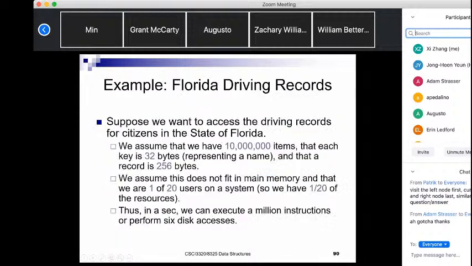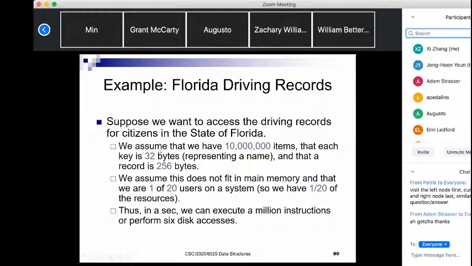So suppose we are developing a system for the state of Florida, and we need to develop a system that maintains driving record information for the entire citizenry of the state of Florida. And we assume we have about 10 million items, because many people who are not citizens, not even residents, can have a driver license. So we assume altogether 10 million items should be maintained, and each item has 32 bytes.